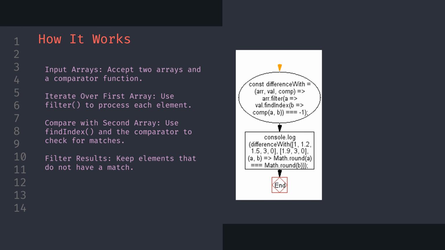The function begins by iterating over the first array. For each element, it checks if any element in the second array satisfies the comparator function. If no match is found, the element is included in the result.